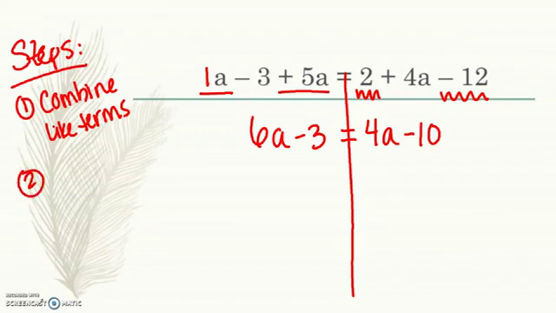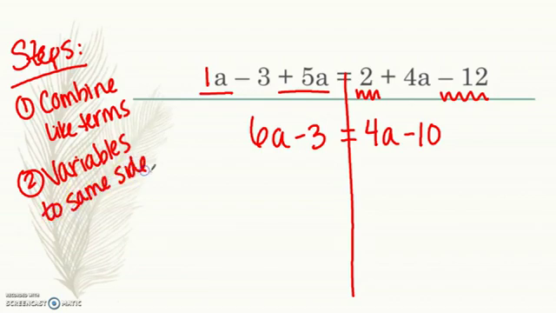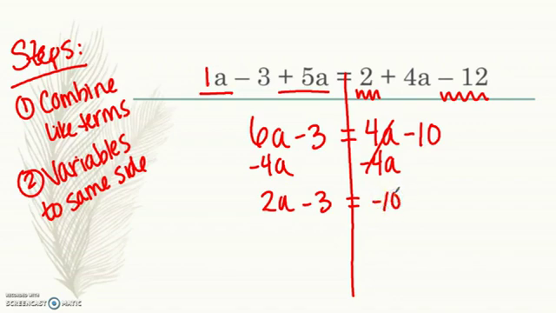So your second step is to get your variables, or your letters, depending on what you want to write, to the same side. So you can move them to the left or to the right. It does not matter. So you can move the 6A or the 4A. I'm going to move the 4A. So the opposite of positive 4A is negative 4A. And 6A minus 4A is 2A. Minus 3 is negative 10. And then from there, the third and last thing we do, you've been doing forever, is just solve it. Right? So we take rid of this guy first. The opposite of subtracting 3 is to add 3.